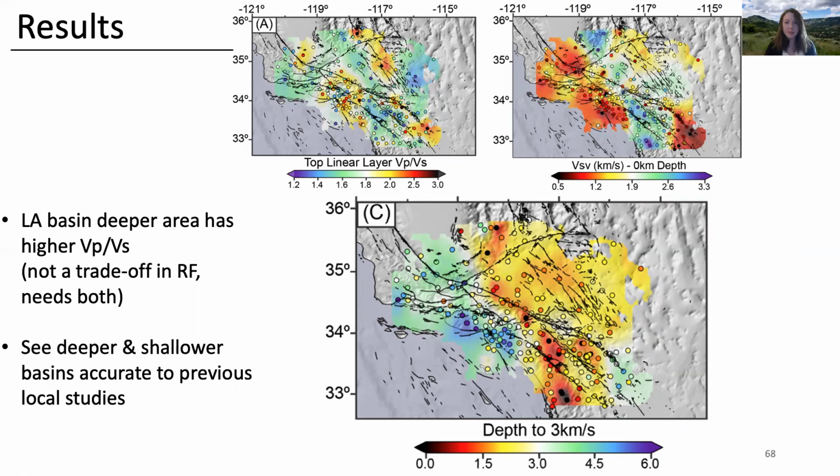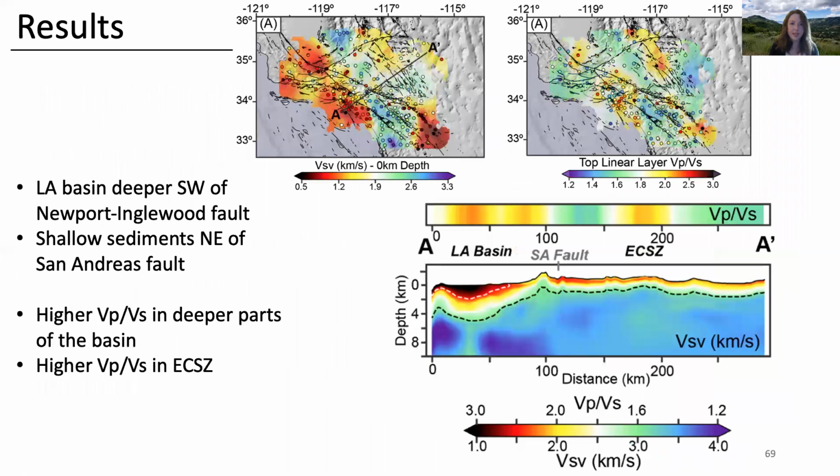We also observe deeper and shallower basins accurate to previous local studies. We have a cross-section AA prime, which highlights the deeper part of the LA Basin is southwest of the Newport-Inglewood Fault. We also observe shallower sediments northeast of the San Andreas Fault. We have higher VP/VS in deeper parts of the Los Angeles Basin and in the Eastern California shear zone.